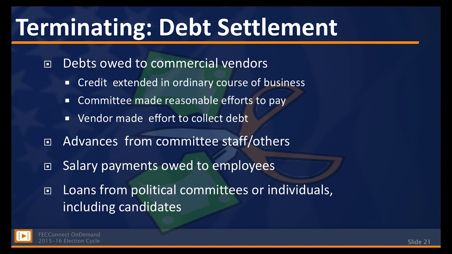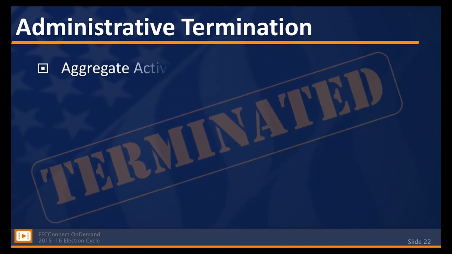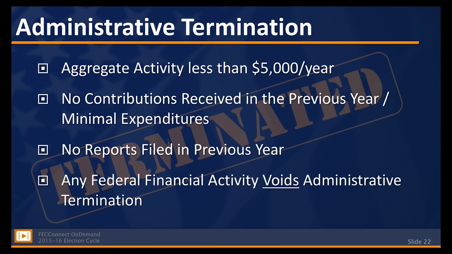Please continue filing all required reports according to your committee's filing schedule until your debt settlement plan and termination report are approved. Finally, if your committee simply goes dormant, the Commission may administratively terminate it. Some of the factors the Commission considers for administrative termination include aggregate reported activity of less than $5,000 in 1 year, reports showing receipts of no contributions the previous year, minimal expenditures by the committee, and the committee's failure to file a report in the previous year.